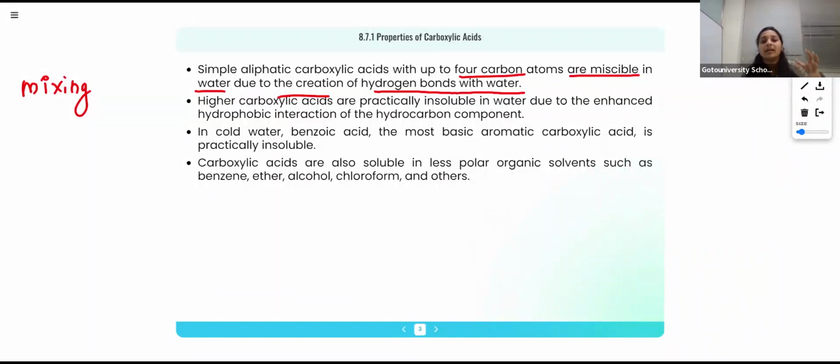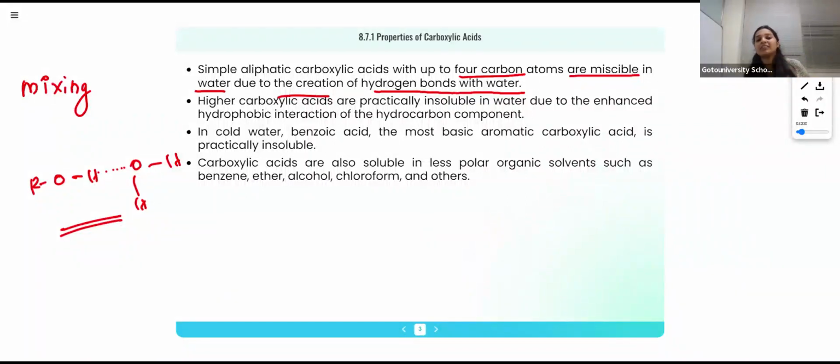So aliphatic means normal chain, not the ring structure. Up to 4 carbon atoms are miscible due to the creation of hydrogen bonds. I told you alcohols are miscible in water. They are soluble, right? Why? Because hydrogen bonds can be formed between the alcohol molecules, and hydrogen bonds can also be formed between water and alcohol molecules. How? Because the alcohol, ROH, is there. If you take a water molecule here, this one can interact with the oxygen. That's why these alcohols are miscible in water.